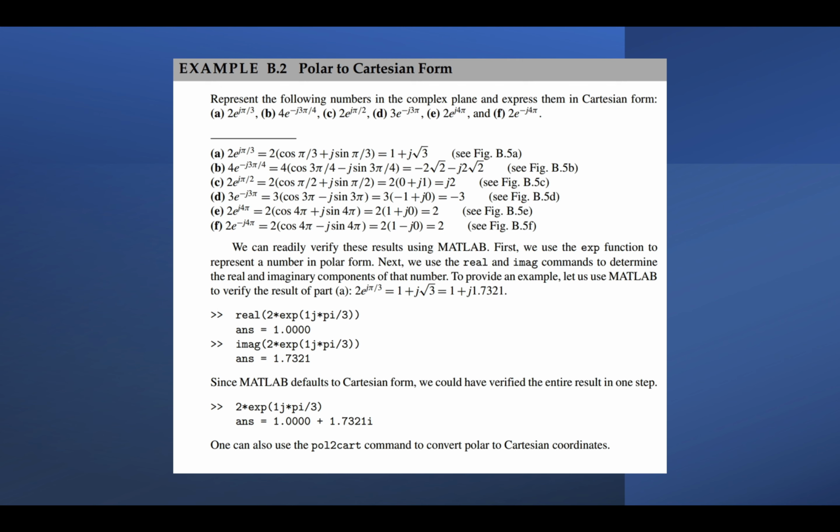So when you ask for real, it delivers the real part of the complex number. When you ask for imaginary, it delivers the imaginary part. So MATLAB will default to Cartesian form. So it's possible to just enter the complex number in polar form, and then MATLAB will do the calculation. There's also a command called polar to Cartesian, pol to cart, and that's a command that will also convert polar to Cartesian coordinates. So this is a very simple one-step process, shown a couple of different ways that you can do this conversion in MATLAB.